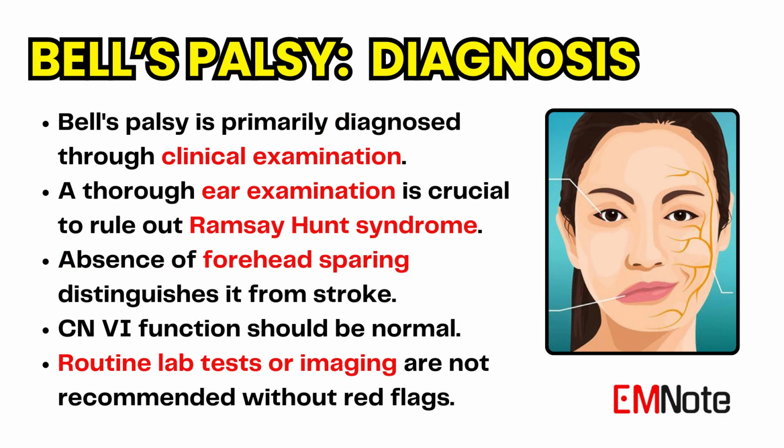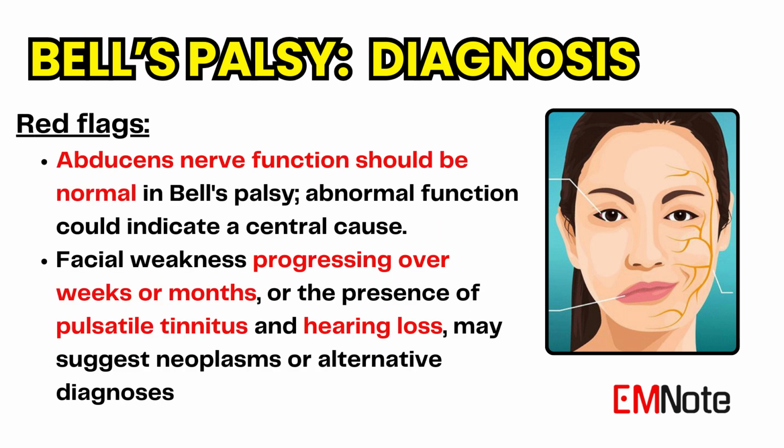Diagnosis. Bell's palsy is primarily a clinical diagnosis based on history and physical examination. A thorough ear examination is crucial to rule out conditions like ear infection and Ramsay-Hunt syndrome. Neurological assessment should focus on the characteristic absence of forehead sparing and normal abducens nerve function. Abducens nerve function should be normal in Bell's palsy. Abnormal function could indicate a central cause.